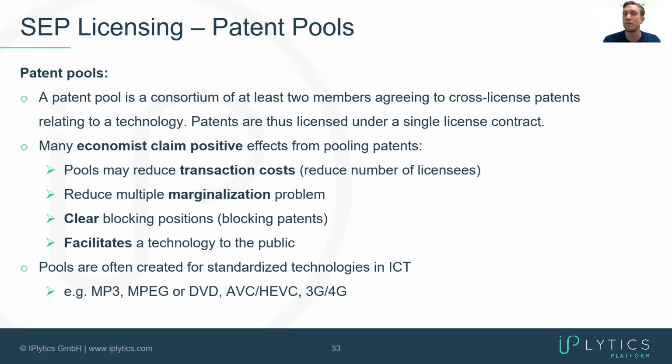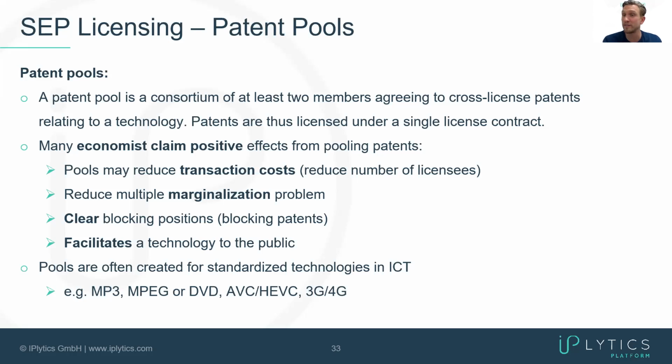And that's what we call the multiple marginalization problem: if it's an intransparent market, the owners of the technology overestimate their share, which makes the licensee pay too much. And that's a problem. It's inefficient. It creates friction in the market. Worst case, we have litigation.